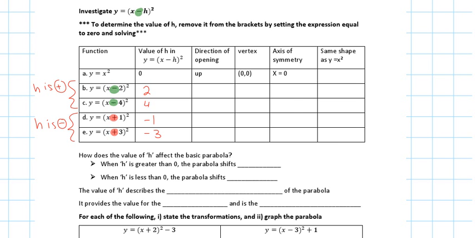Okay, so as we said, the h value is going to be opposite to what we see inside the bracket. The k value, whatever it was, did not change. The h is opposite. Now we're going to go to decimals, and then graph x squared, which is my original function, and then graph x minus 2 squared, x minus 4 squared, and so on. Then we're going to see what kind of transformation we have.